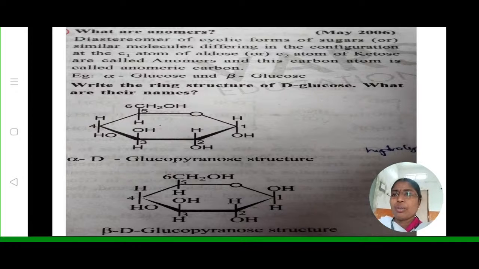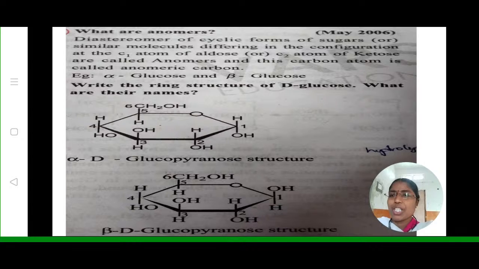Okay, so again I repeated, what are the anomers? Diastereomers of the cyclic forms of sugars, similar molecules differentiating in their configuration at the C1 atom of the aldose or the C2 atom of the ketose, are called anomers, and this carbon atom is called the anomeric carbon. Examples of the anomers: alpha glucose and beta glucose.